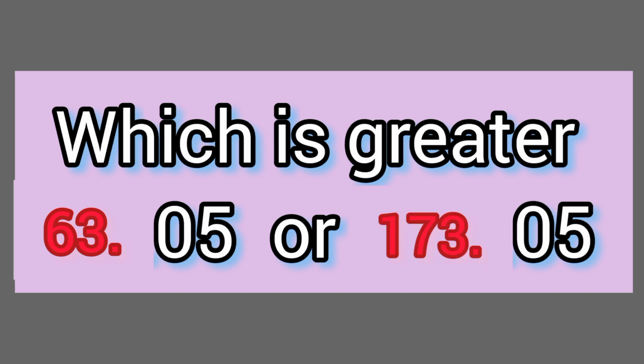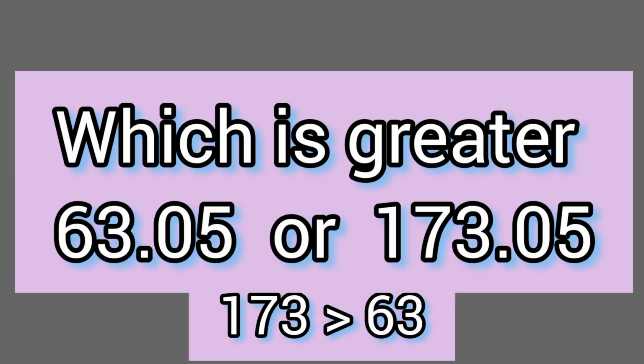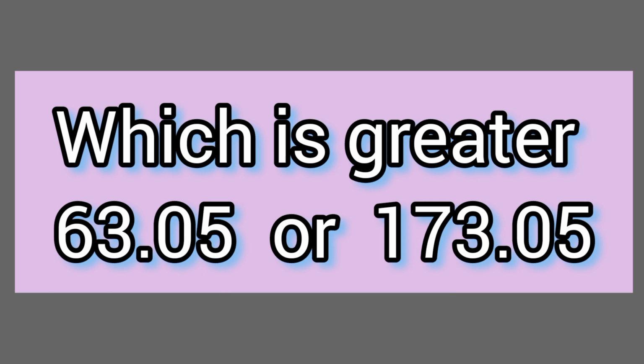So clearly you can say that 173 will be big and 63 will be small, because we have 3 digits in 173 and 2 digits in 63. So by looking at the numbers only we can decide which is greater and which is smaller. In this example, we don't have to check the decimal part, because we can decide whether the number is big or small by seeing the whole part itself.